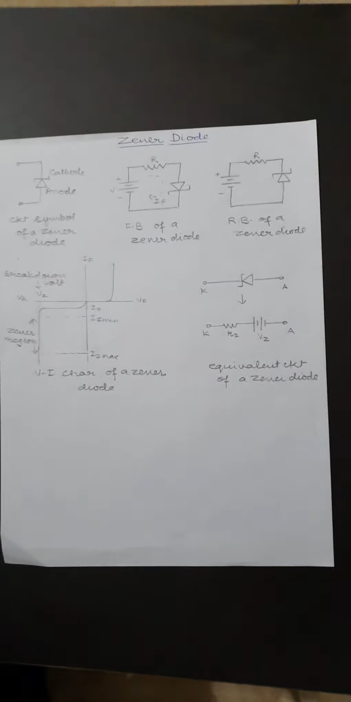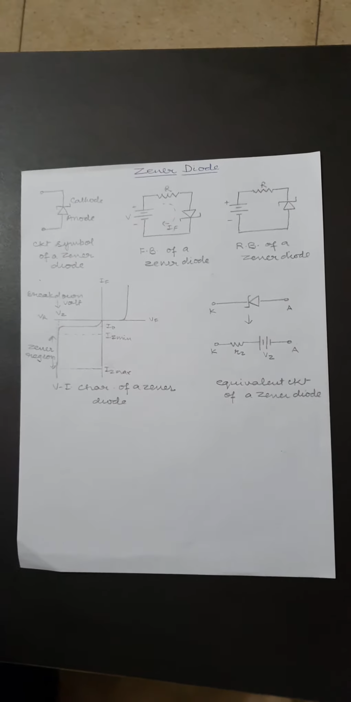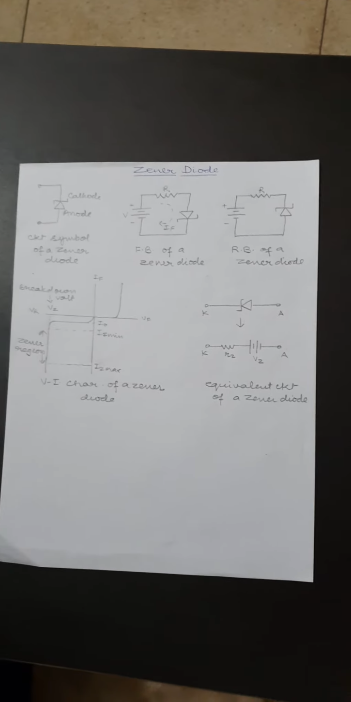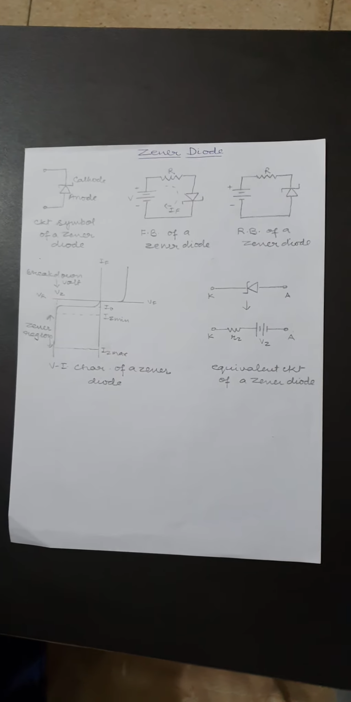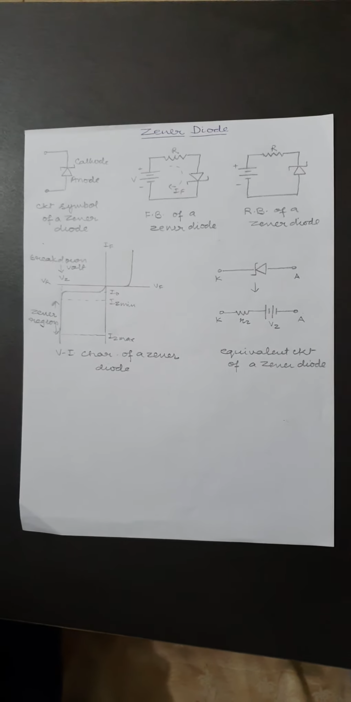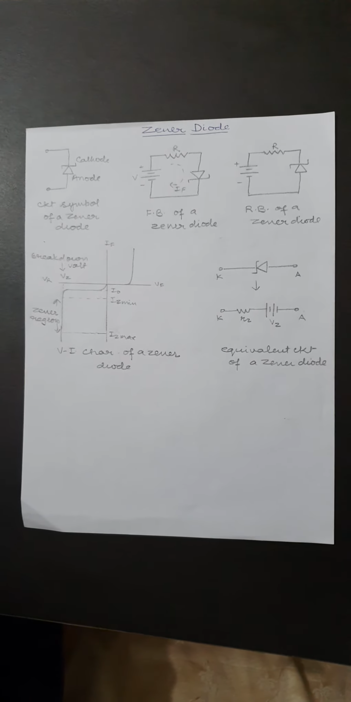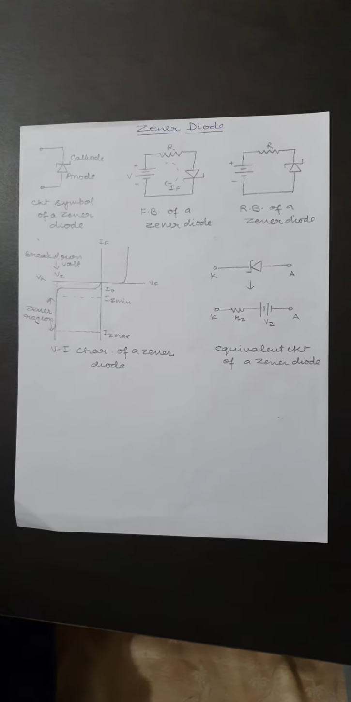Good afternoon, students. In continuation of the lecture on PN junction diode, now we will be discussing the Zener diode. Zener diode is a special type of PN junction semiconductor diode. Its construction is similar to that of a conventional PN junction diode. However, in constructing the Zener diode, the reverse breakdown voltage is adjusted precisely between 3 volt to 200 volt.